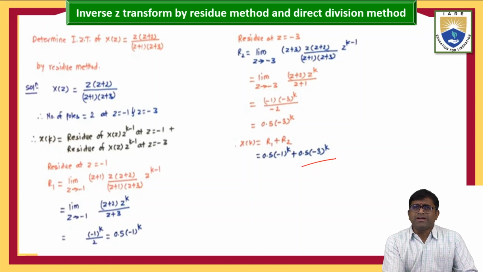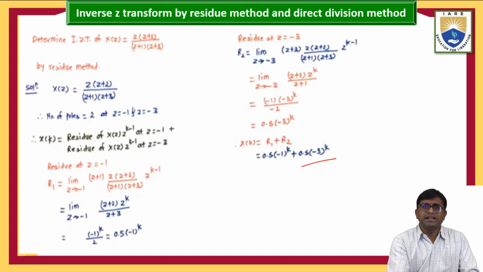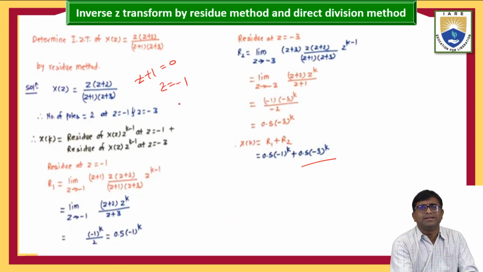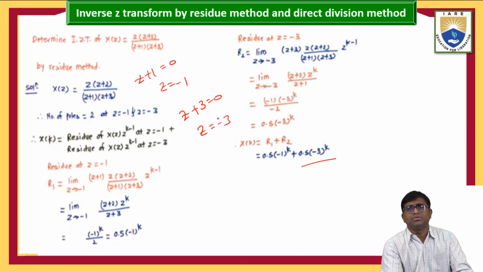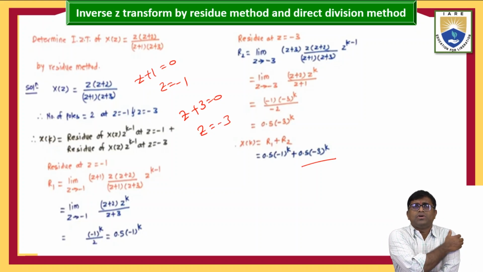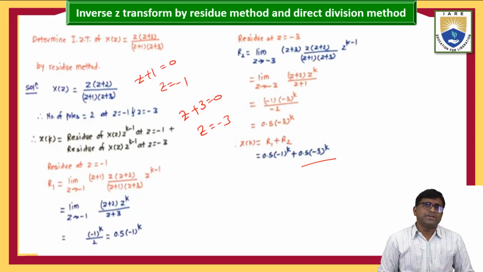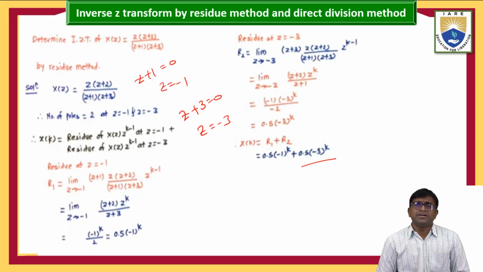When starting the residue method, first of all identify the number of poles. Poles are the values where the denominator equals 0. Here z plus 1 equal to 0, that is z equal to minus 1, is one of the poles, and z plus 3 equal to 0, that is z equal to minus 3, is another pole. For z equal to minus 1 and z equal to minus 3, we are going to find the residues.